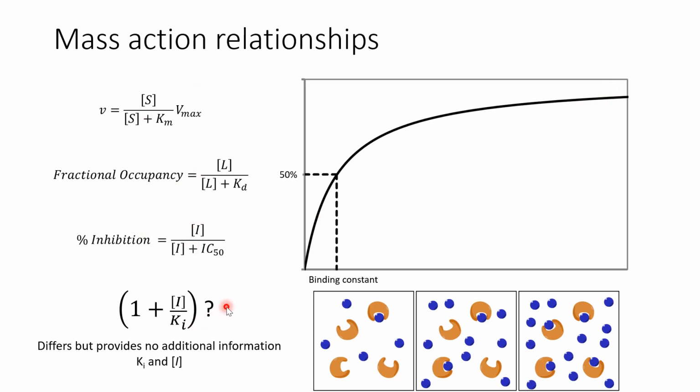So then you look at this inhibition term that's used to define inhibition of enzymes, and it's kind of weird because it doesn't look like any of these terms, but it doesn't provide any more information, and it's using the same terms. So if you look at your percent inhibition here, it's using concentration of inhibitor over Ki, which is a binding affinity constant between the inhibitor and the enzyme. So this is a little bit puzzling.